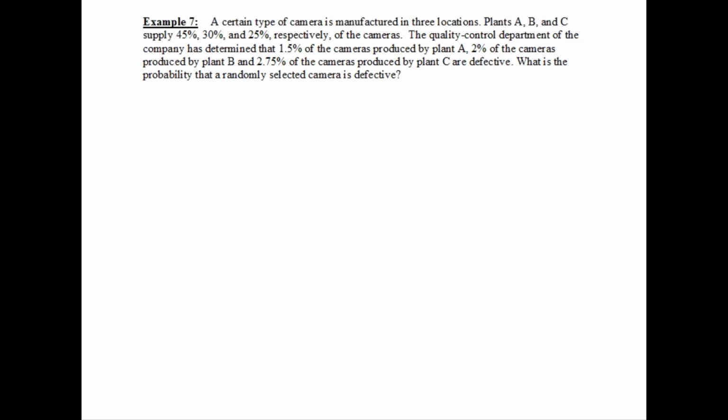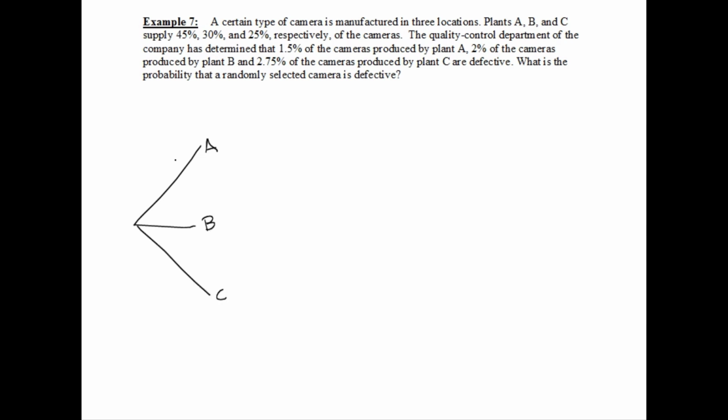Okay, we have a camera, and it's manufactured in 3 locations, which we're going to call plants A, B, and C. It tells us what percentages of the cameras are made by each of the manufacturing plants, and it also gives us percentages of the cameras from each plant that are defective. And we're being asked what the probability is that a randomly selected camera is defective. So first we want to make a probability tree that summarizes everything that is in our problem. So we know information about A, B, and C.